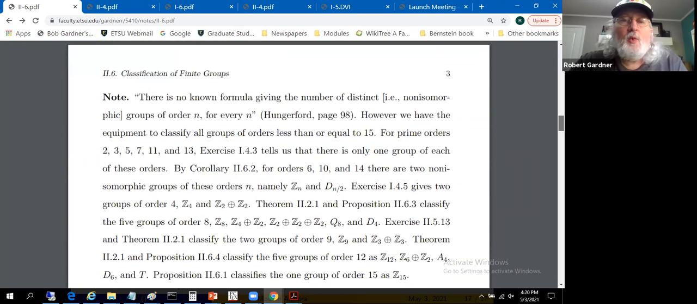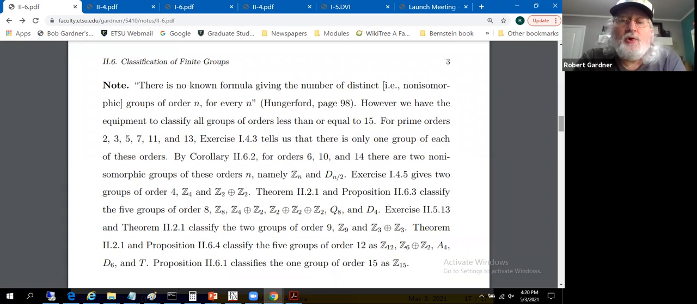All right, we want to classify groups up to order 15 and get some general stuff, hopefully. Quoting Hungerford from page 98, there is no known formula giving the number of distinct, that is non-isomorphic, groups of order n for every n. There's some partial progress. We're going to deal with groups up to order 15 because we have the equipment to do that. Those last two propositions were very clunky equipment. Without that, though, we'd have gotten stuck on how many groups there are of order 8 or 12.